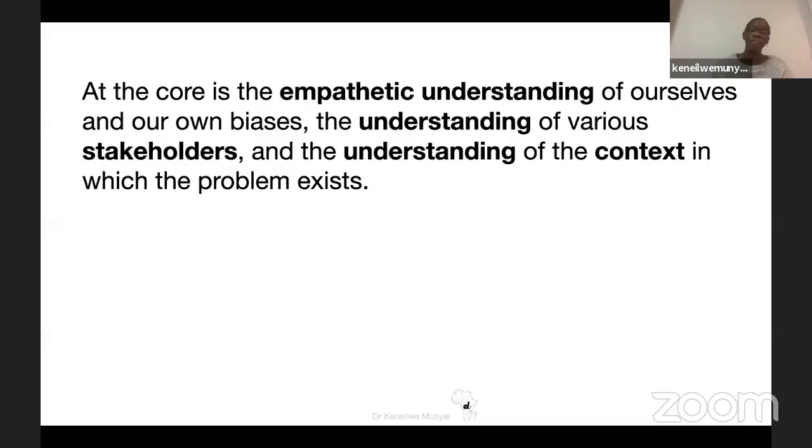So at the core of the approach is the empathetic understanding of ourselves and our own biases, and the understanding of the various stakeholders that are involved. And of course, understanding the context in which the problem exists.